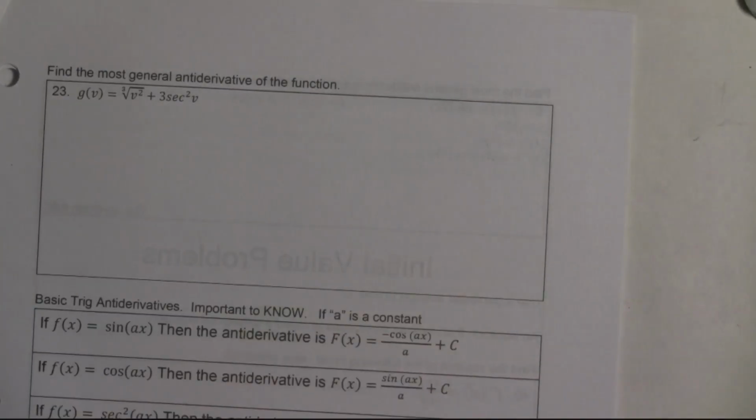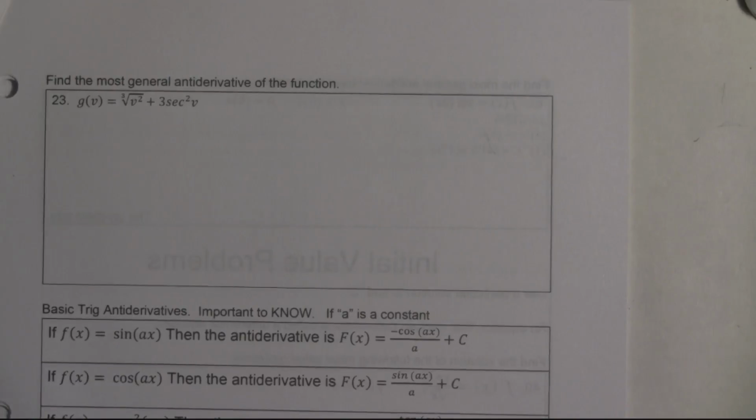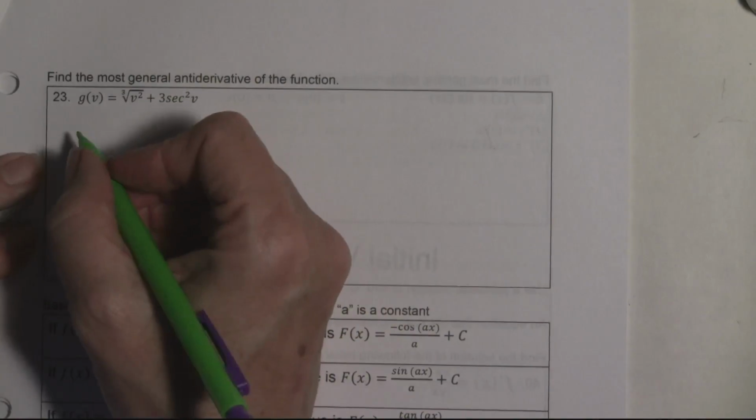Okay, this is problem 23. They're asking me to find the most general antiderivative of the function. And I notice I've got the cube root. So what you want to do is write that, instead of with the cube root notation, as v to the 2/3 so that you can use your power rule. And so I'm not finding the derivative yet.